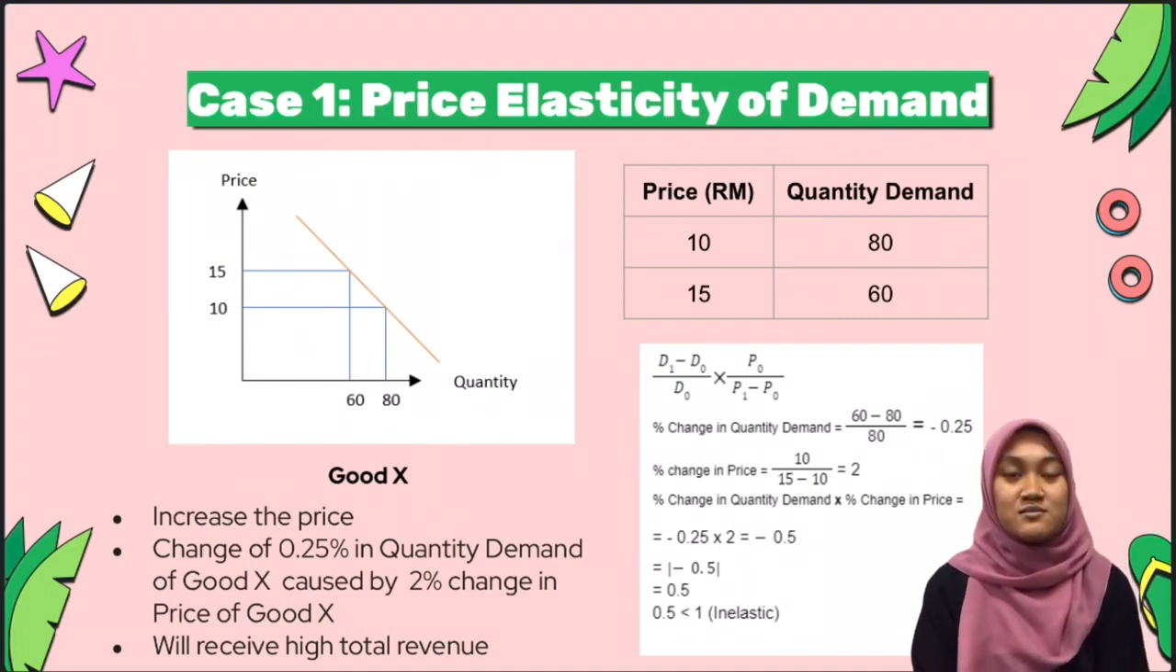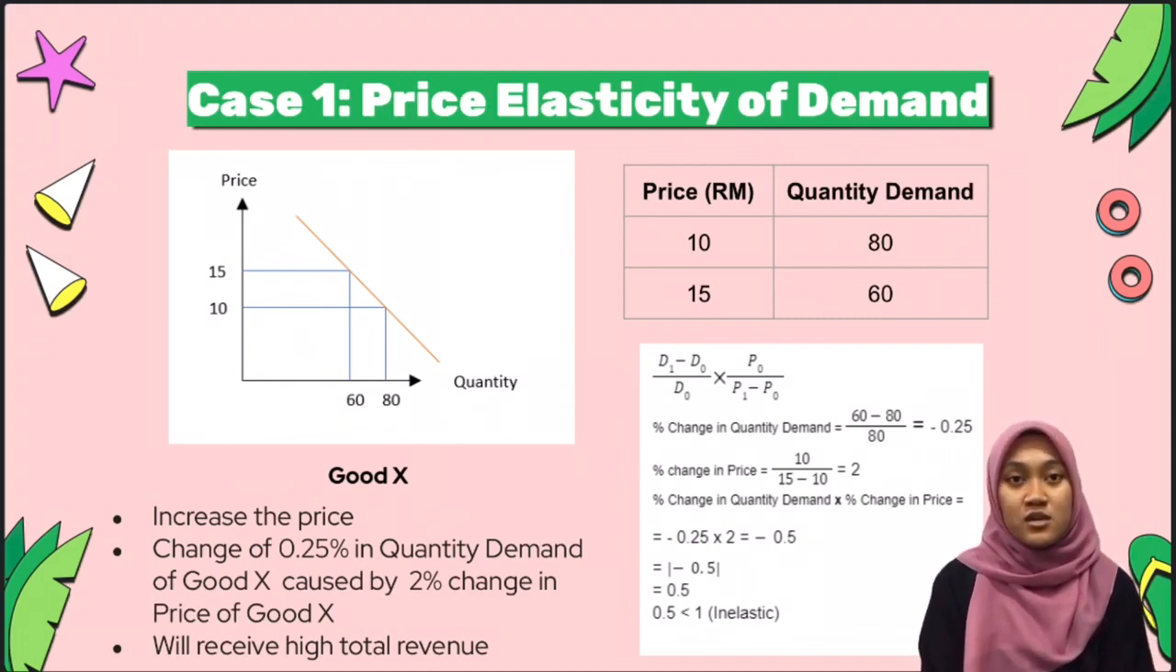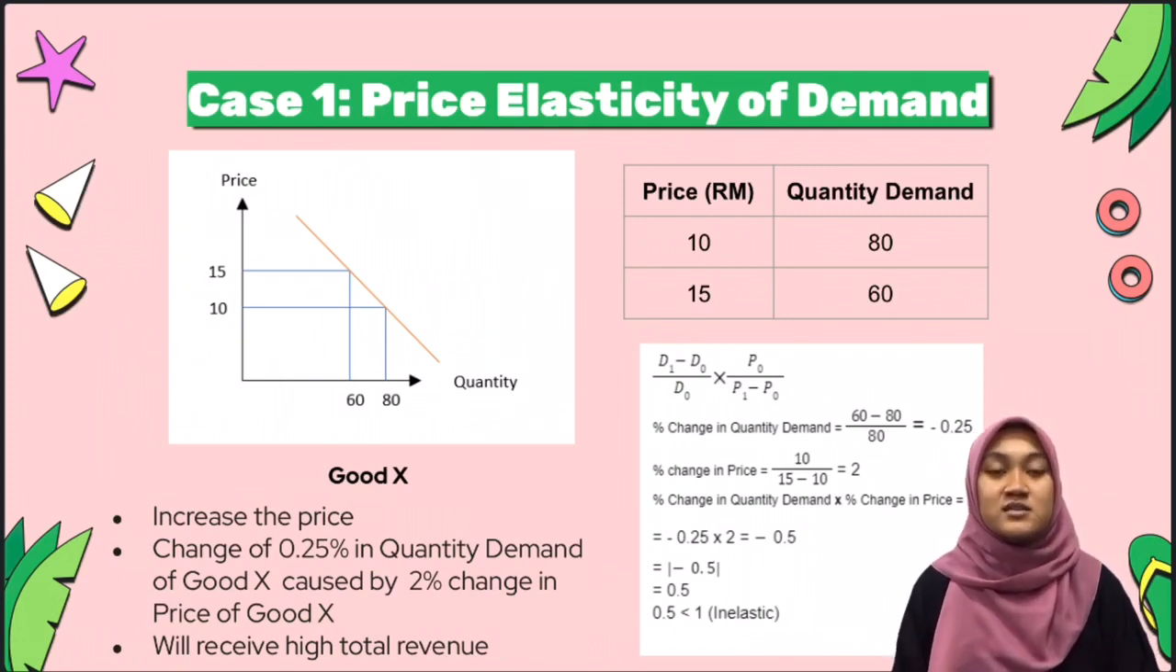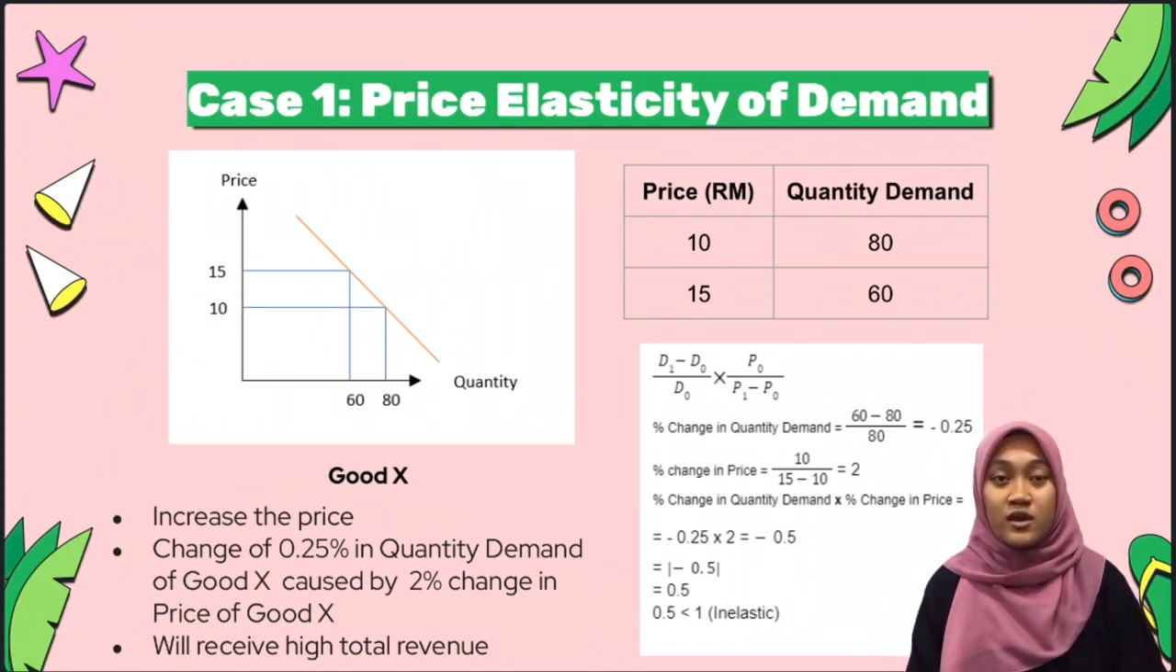So we advise Mr. Ali to increase the price in order to maximize the profit. This is because a 2% change in price causes a 0.25% change in quantity demanded. So if Mr. Ali increases the price, the total revenue will be higher.